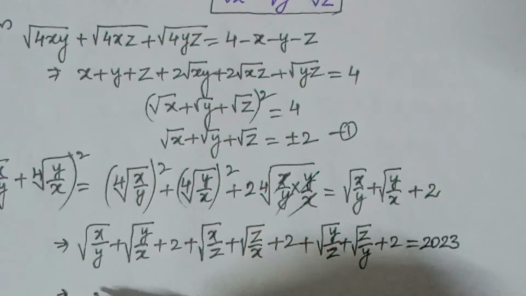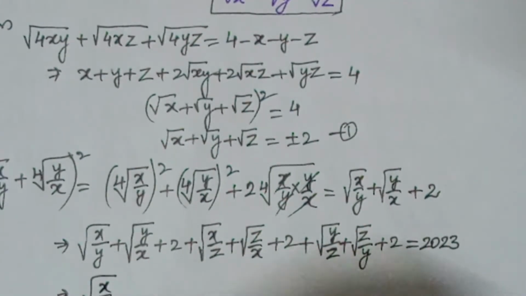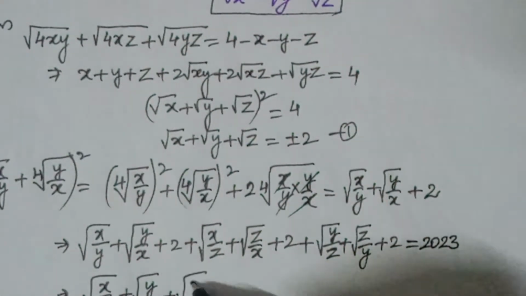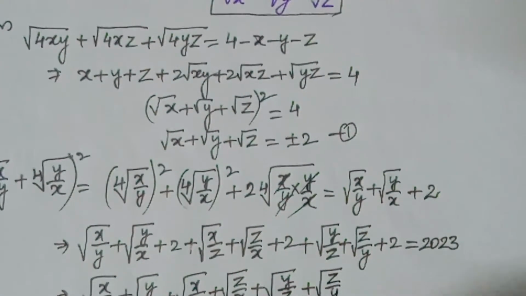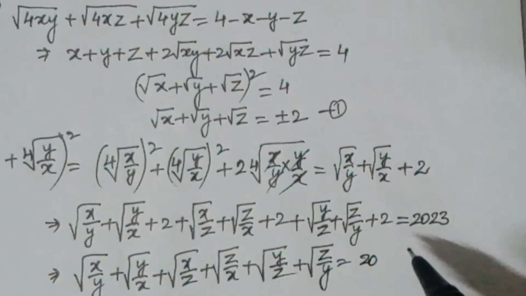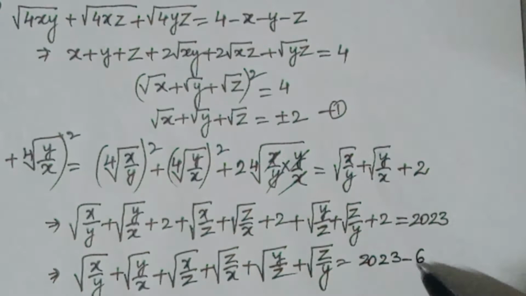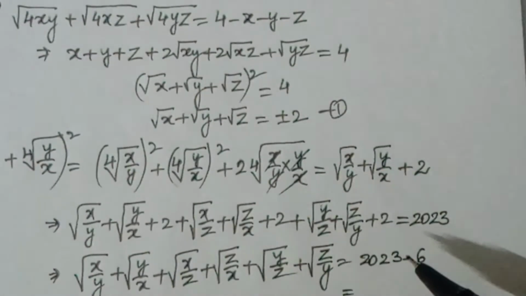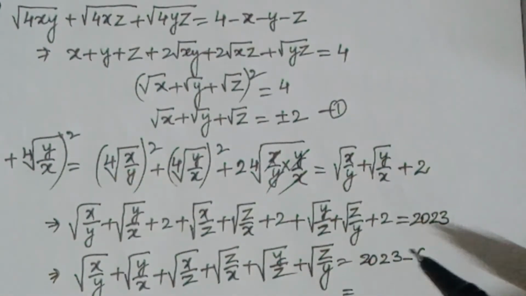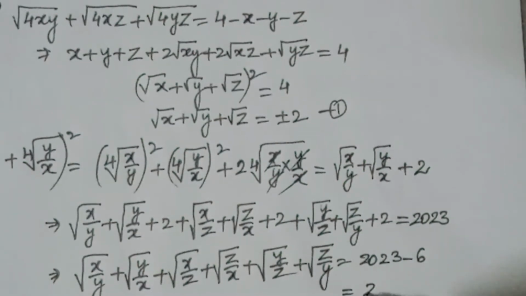Now here if you write root of x by y, you can write sigma also. Root of y by x plus root of x by z plus root of z by x plus root of y by z plus root of z by y is equal to 2023 minus 6. So 2023 minus 6, here you'll get 2017.